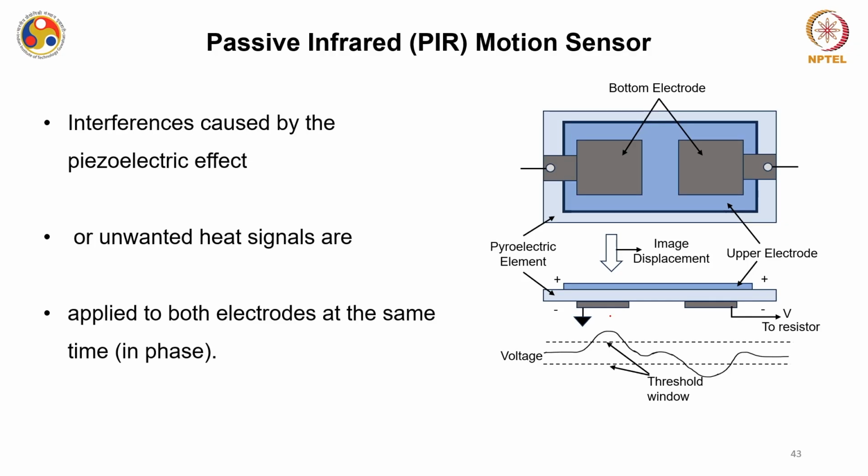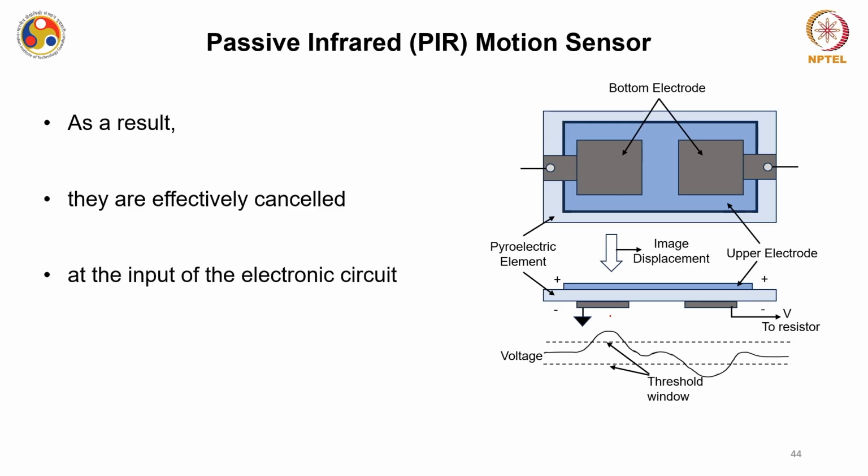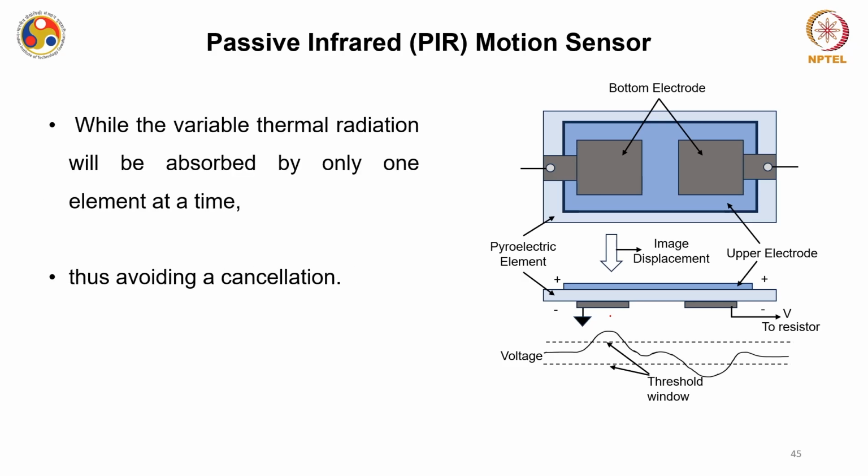So this interference caused by the piezoelectric effect or unwanted heat signals is applied to these two electrodes in phase at the same time. As a result, they are effectively cancelled because they are out of phase, at the input itself of the electronic circuit. While the variable thermal radiation will be absorbed by only one element at a time, therefore it will avoid any kind of cancellation.